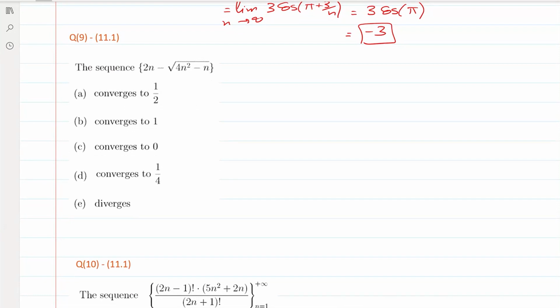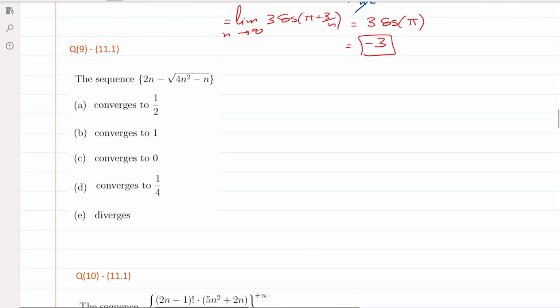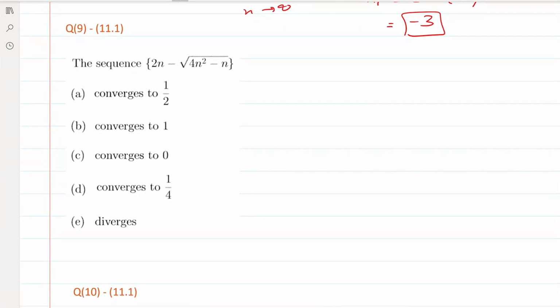Now, question number 9. Again, it is a sequence. And for this sequence, the only test here will be what? Take the limit as n goes to infinity. Who has a question? Okay. Now, I will take the limit as n goes to infinity for this. And when I substitute, this will give you what? Infinity minus infinity. Exactly.